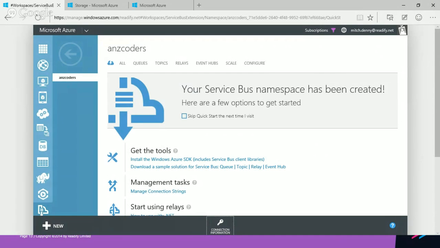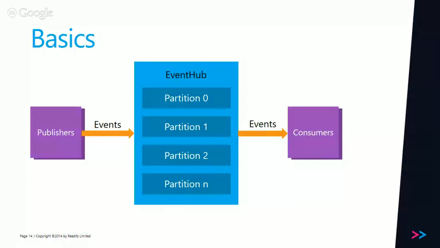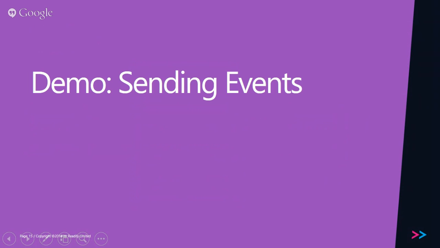Okay, so moving right along. The way that Azure Event Hubs work is on the left-hand side, we have these publishers, and they send lots and lots of events. Those events go into an event hub, and the event hub internally is broken up into a number of partitions, and we'll explore what that means in a little bit more detail later on. Then on the other side of the event hub, we've got those same events coming out, and they're being read by consumers. We'll see through this talk that there are a couple of different ways that you can consume events. So let's jump in and have a bit of a demo about how we can send events.